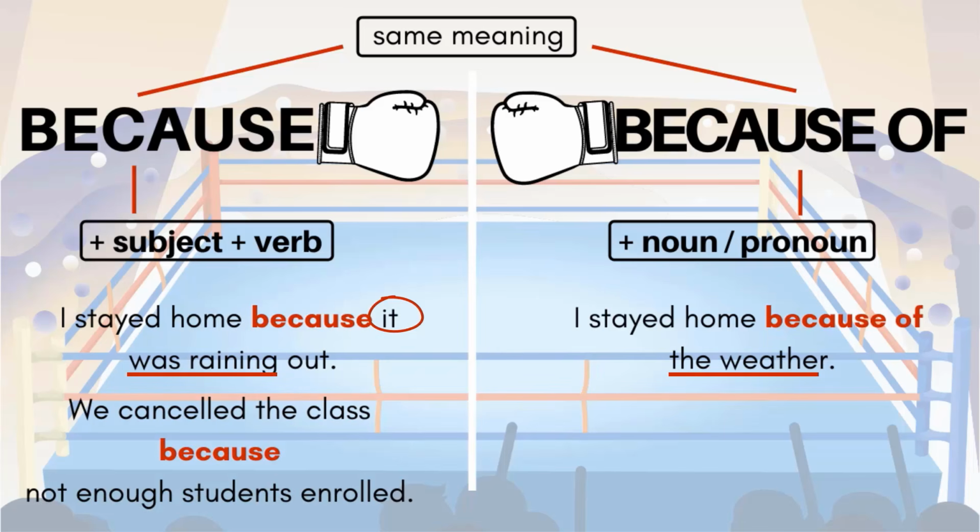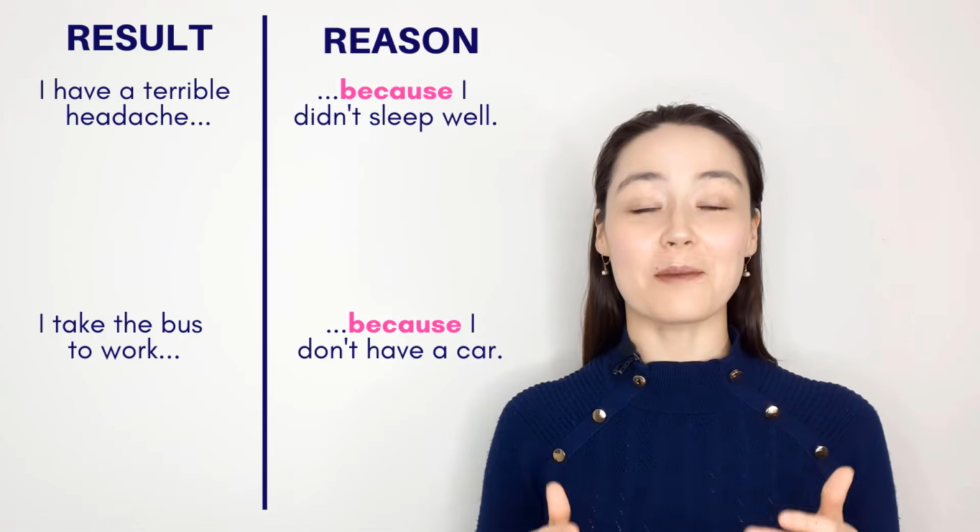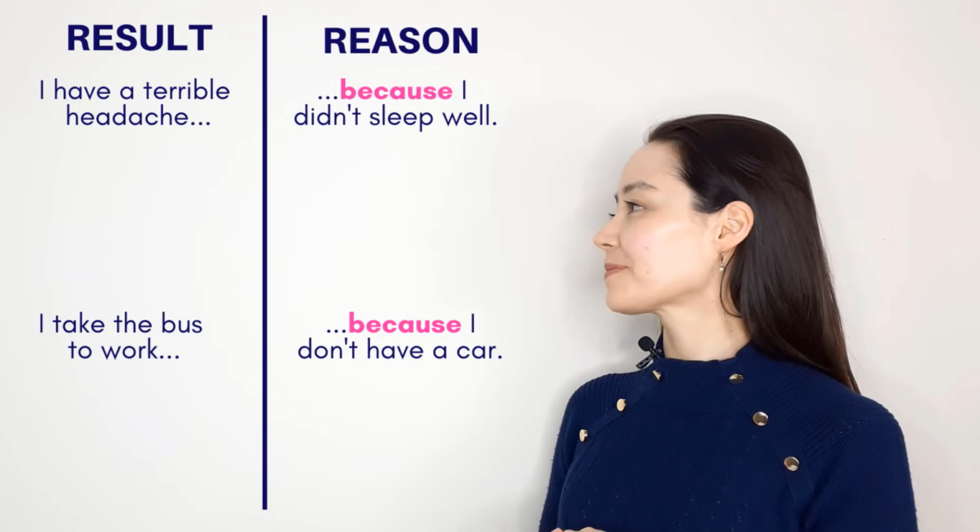We canceled the class because not enough students enrolled. We canceled the class because of low student numbers. Subject plus verb. And there I have my noun. So this grammatical difference is important for you to remember, so keep these rules in mind. Okay, back to these two examples.